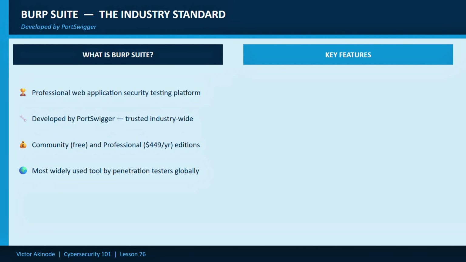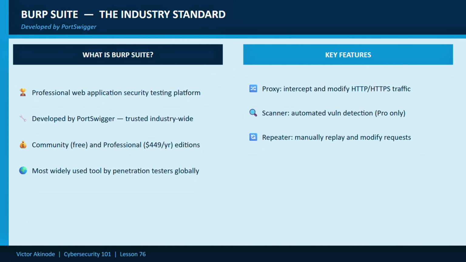Let's consider some of its key features. The first one is proxy for intercepting HTTP and HTTPS traffic. The second one is scanner that is used for automated vulnerability detection, but this is in the Professional Edition only. The third one is repeater for manually modifying and resending requests. The next one is intruder for automating attacks and forcing inputs. The next one is decoder for encoding and decoding data. We also have comparer that is used for comparing different responses side by side. And lastly, we have an extensive extension marketplace with hundreds of plugins.